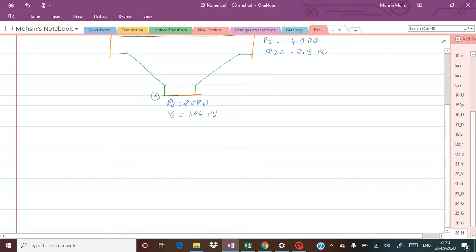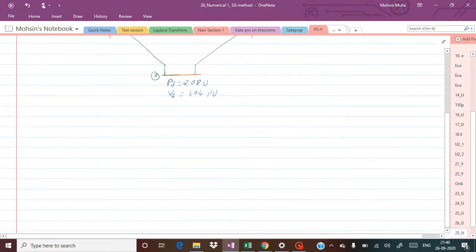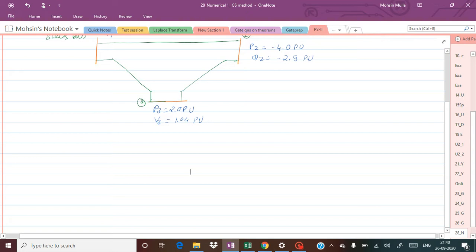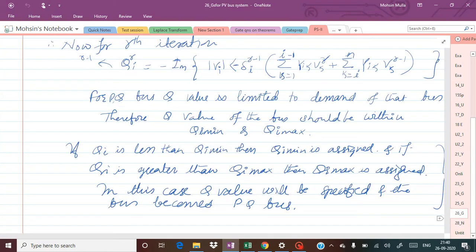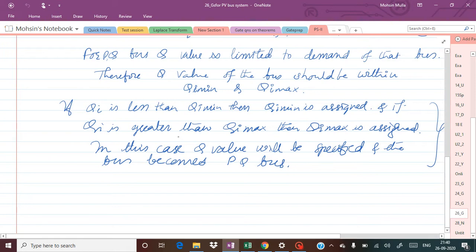Since it is given as a PV bus, we know that for a PV bus the reactive power and the phase angle will be the unknowns. Therefore, whenever we calculate that reactive power, it has to be within a required limit, as we have seen in the previous video lecture, that there will be a minimum limit that we need to consider. If Q is greater than the specified value, then the maximum value will be taken, or if it is less, the minimum value will be taken. These things are clear in that video lecture, so you can go back and watch it.